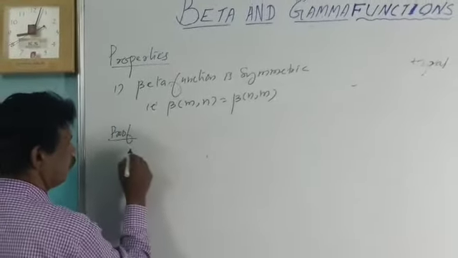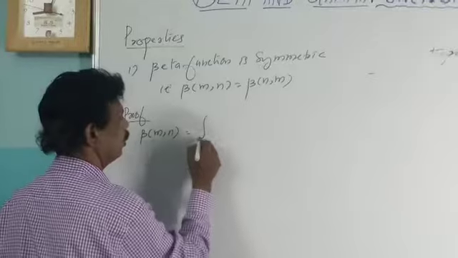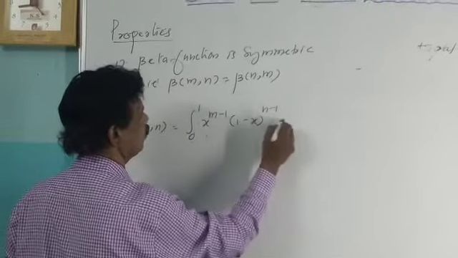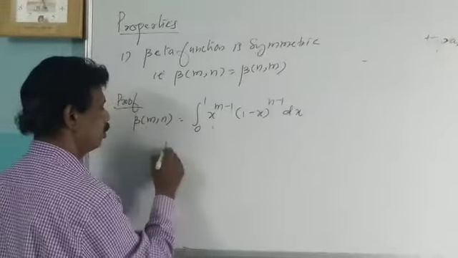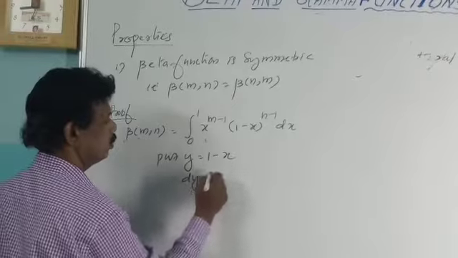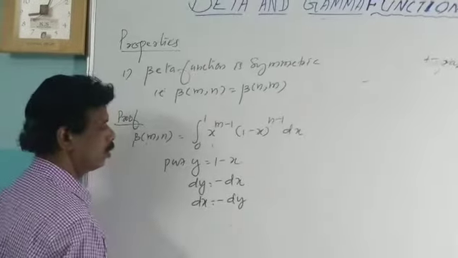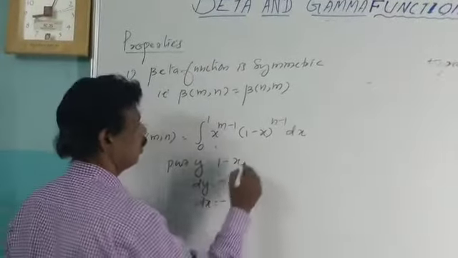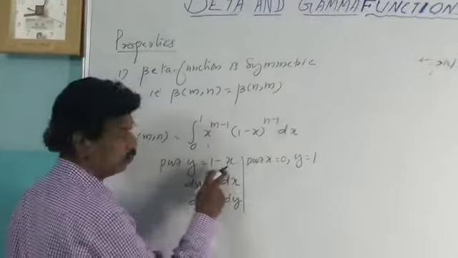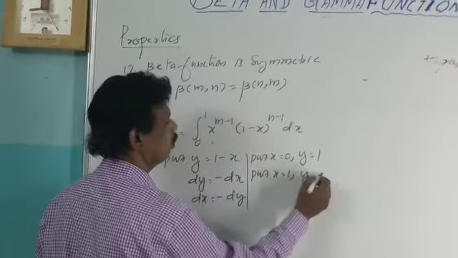First, by the definition of beta function, we can write beta m n equal to integral 0 to 1 x raised to m minus 1, 1 minus x all raised to n minus 1 dx. Put y equal to 1 minus x. Then dy is equal to minus dx, or dx equal to minus dy. Put x equal to 0, then y equal to 1. Put x equal to 1, then y equal to 1 minus 1, equal to 0.